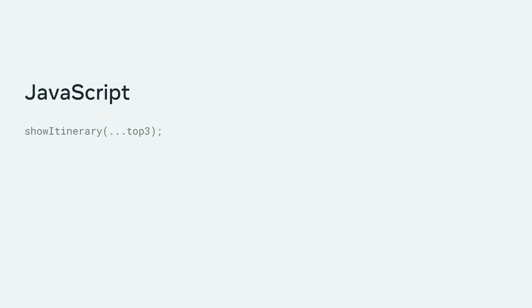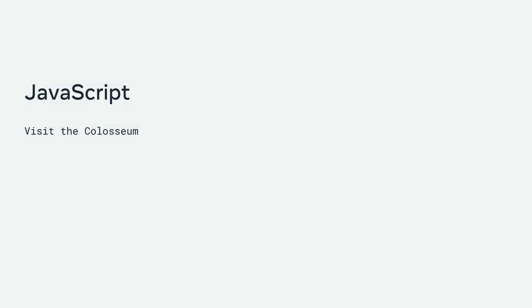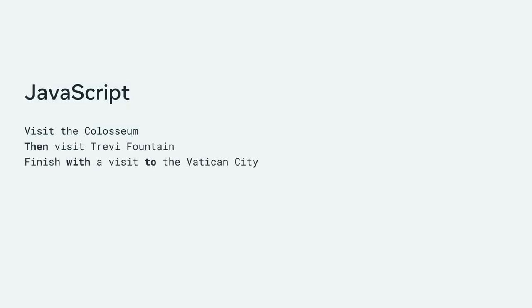Now, if I go back to the top3 array, I can use it with the spread operator just like I used it for the top7 array. I type the showItineraries function and the 3 dots, and the array name, top3, within parentheses, and I end with a semicolon. The function returns the combination of the strings and the variables I used earlier. Visit the Colosseum, then visit Trevi Fountain, and finish with a visit to the Vatican City. In this video, you explored what the spread operator is and how you can use it.